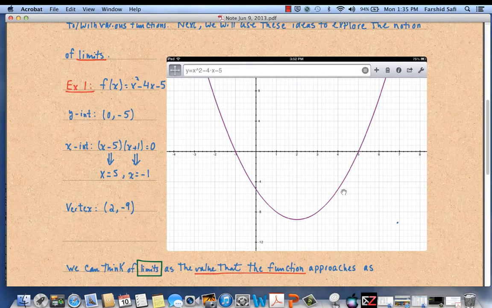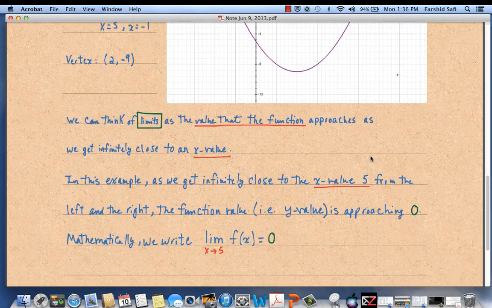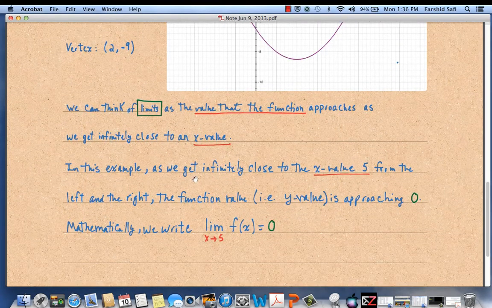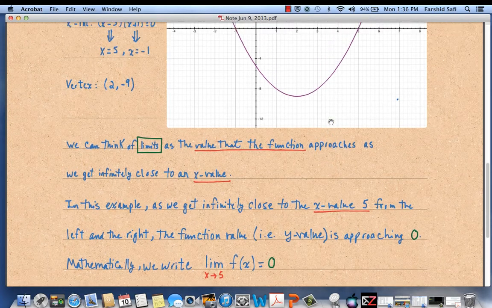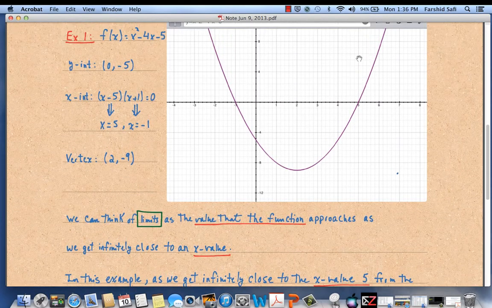Now, if this is the shape of the parabolic function that we have, then I want you to think of limits as the value that the function approaches as we get infinitely close to any one x value. So for instance, if you think about the x value of 5, what I want us to consider is that as we get infinitely close to the x value of 5, imagine what happens right here, from the left and the right. So imagine as you get infinitely close along the curve, that's a very key point. It's always going to be along the curve.